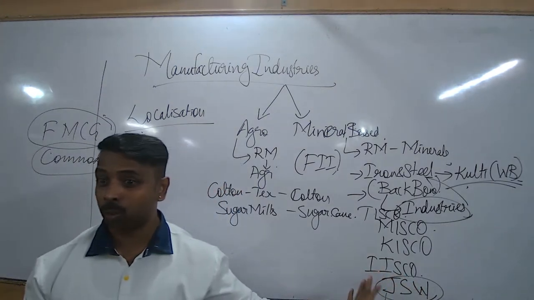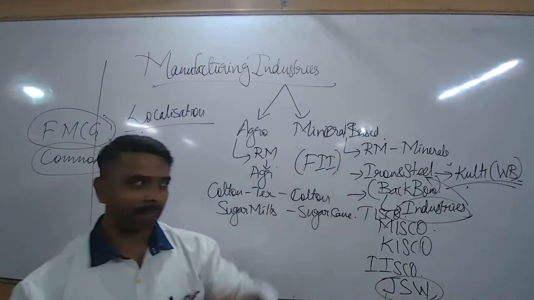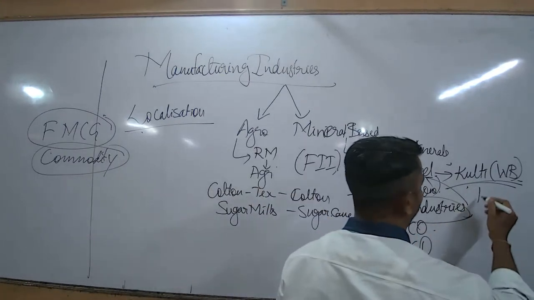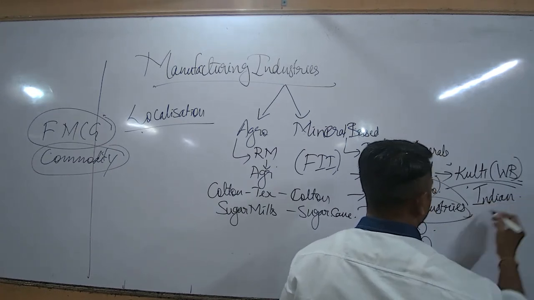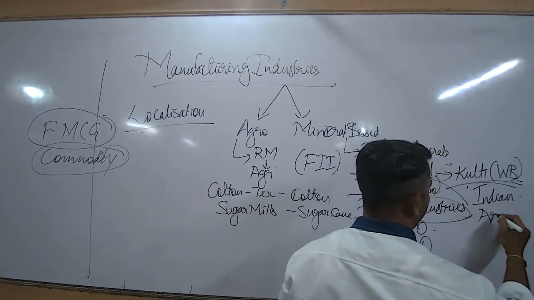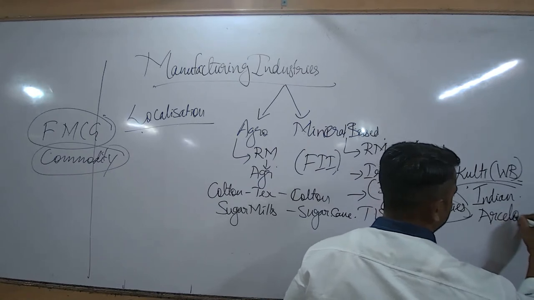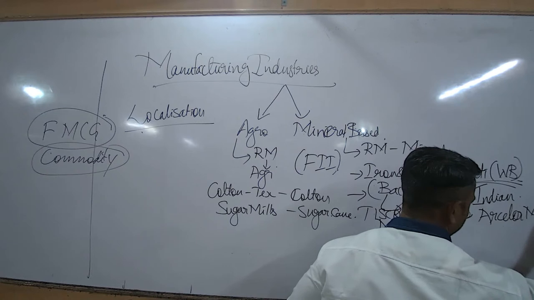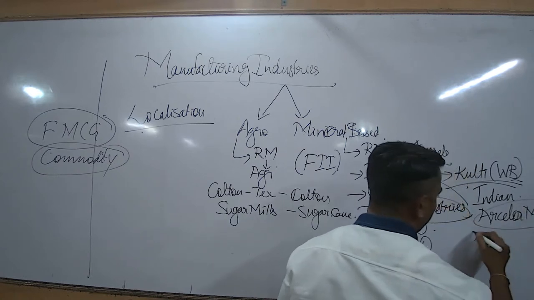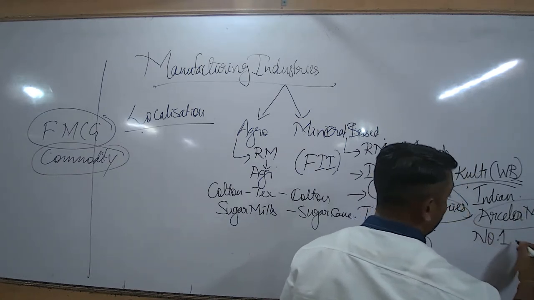I think world number 12. If I go further, in Europe also an Indian company ranks number one. Any idea? His name is Mr. Arcelor Mittal. He is from the LN Mittal Group. He is from India, and he is the number one steel producer in the world.